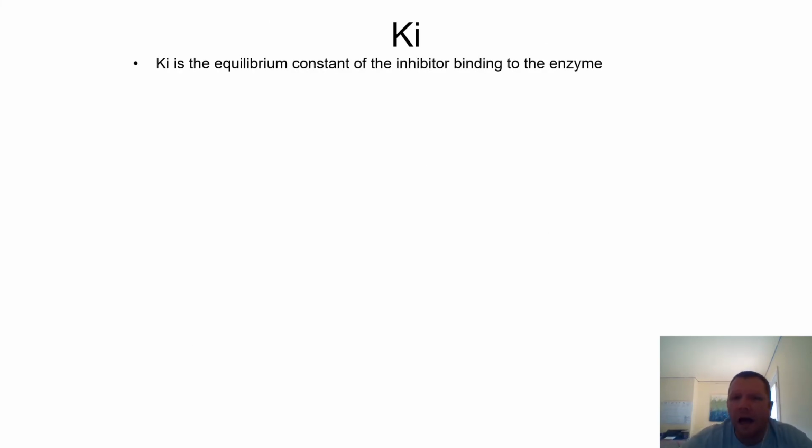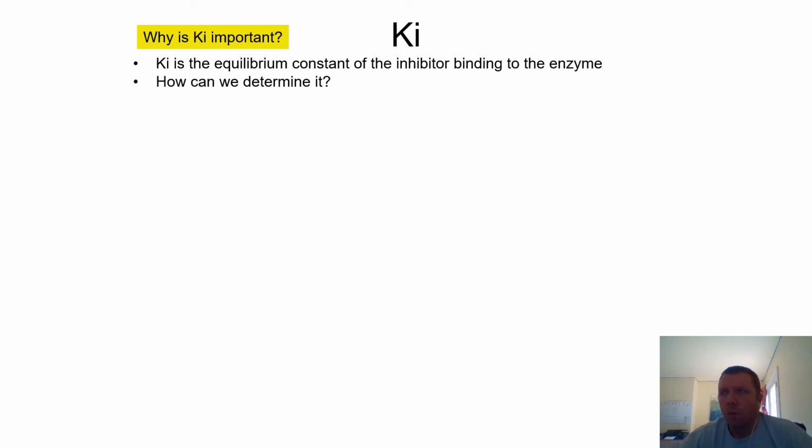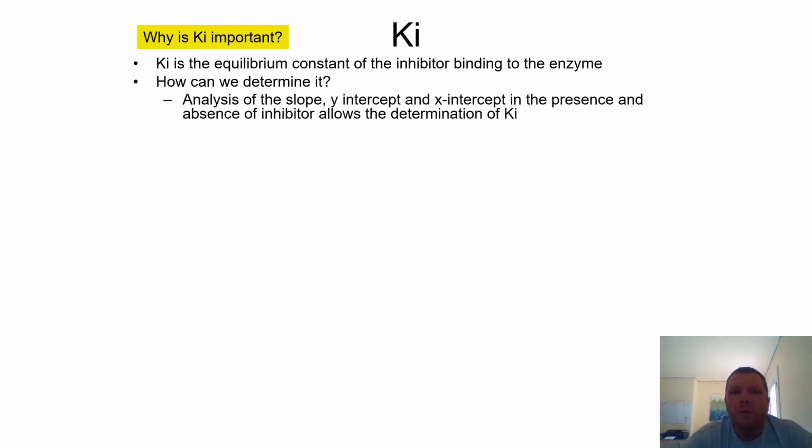Okay, so this Ki is an equilibrium constant of the inhibitor binding to an enzyme. Ki is important because it tells you a little bit about the affinity that an enzyme has for a given inhibitor. How can we determine it? Well, we can determine it by analyzing the slope, the y-intercept, and x-intercept in the presence and absence of inhibitors, and that is what's going to allow us to determine what our Ki is.